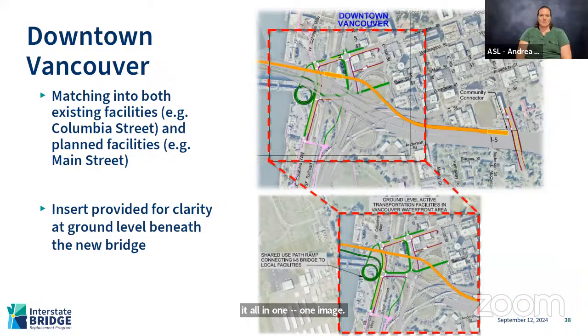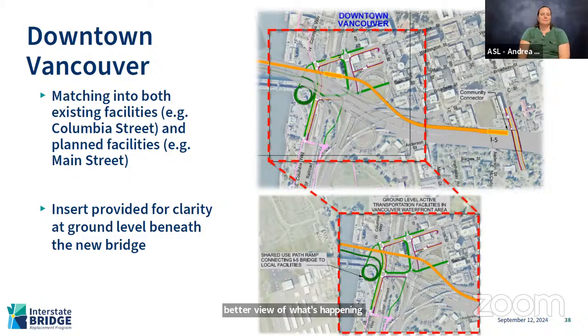This is the downtown Vancouver portion of the active transportation. In a few areas, we did some inserts. Those are the red dashed lines there. In the roll plot, you'll see these inserts. What we tried to do was remove the overhead facilities, in this case the freeway. In that lower image, we pulled that off or dashed it out so that you could really see the local street network beneath the overhead infrastructure, just to help clarify and allow a better view of what's happening underneath there.